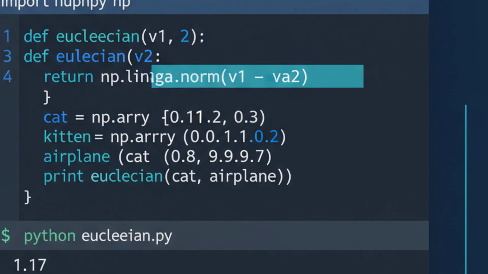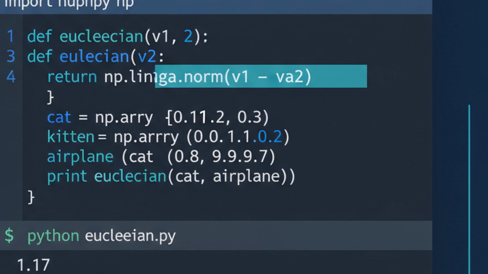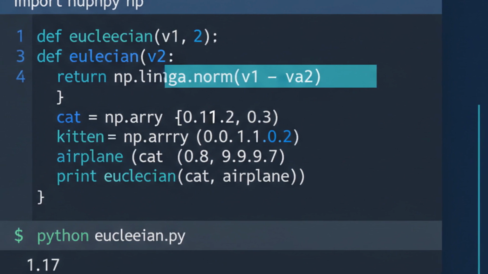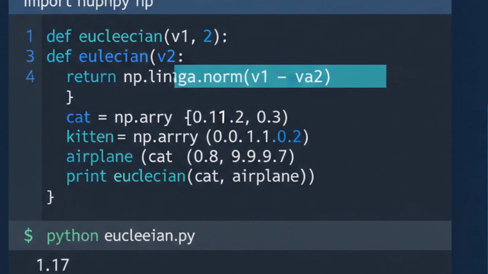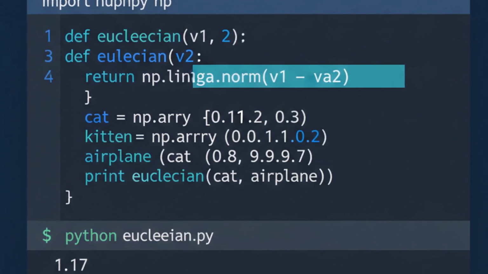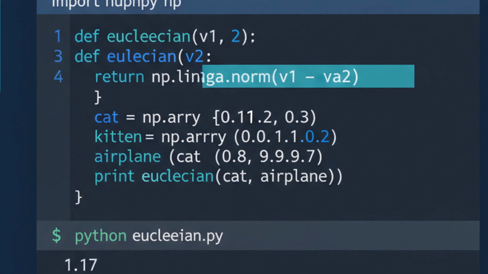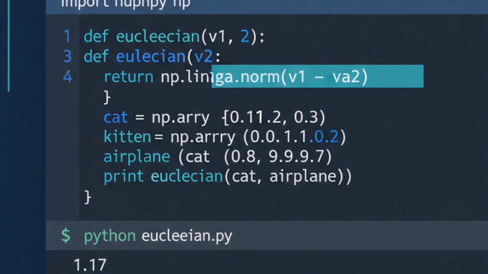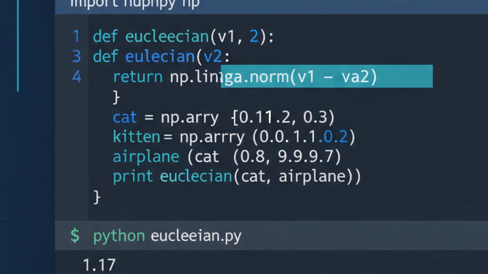Here's Euclidean distance in NumPy. We compute the difference vector, then use the norm function which squares, sums, and roots for us in one line. Notice the result. Cat and kitten have a small distance, while cat and airplane have a much larger one. The numbers confirm our intuition. Similar meanings sit closer together in space.